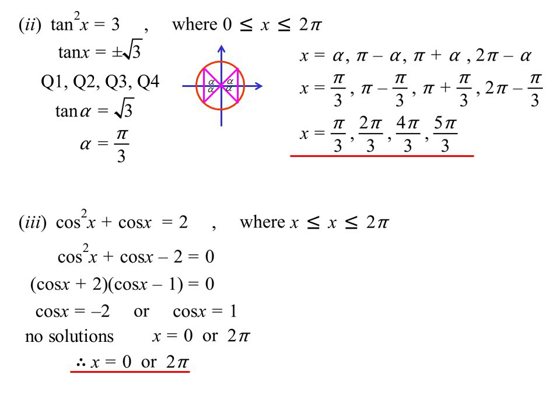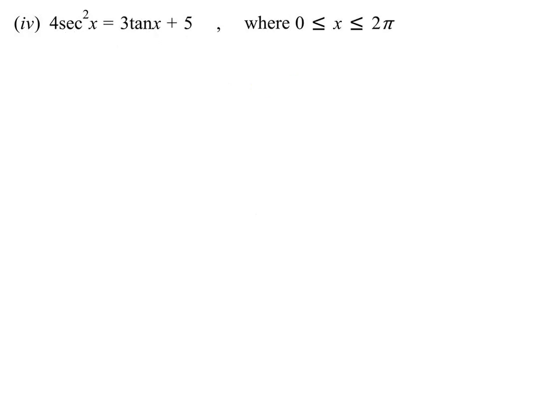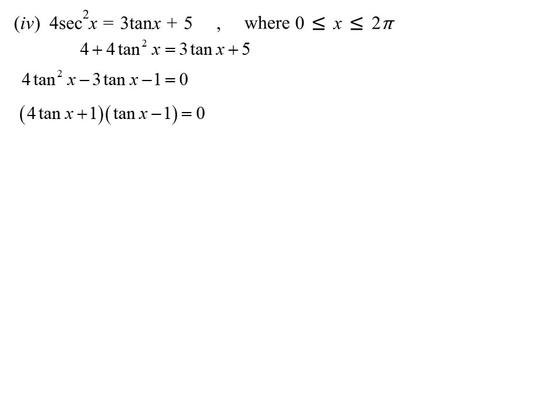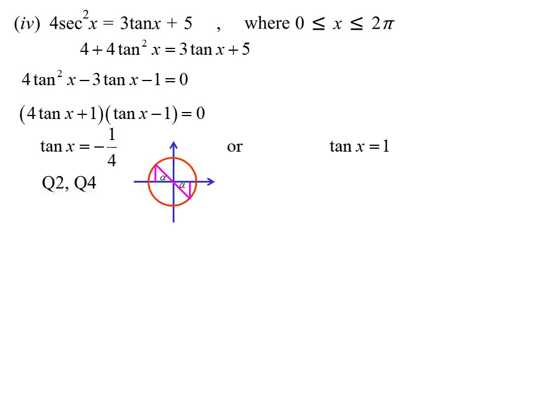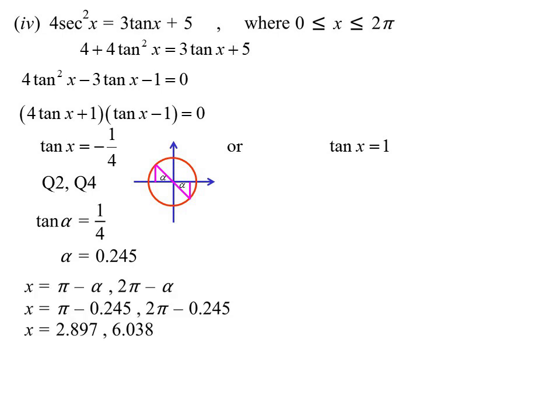Ooh, now we need to use trig identities. Sec squared I can rewrite as 1 plus tan squared. Pull it over. Again, we have a quadratic: 4 tan x plus 1, tan x minus 1. 2 possibilities to check out here. Tan x is minus a quarter, second or fourth quadrant. A quarter is not an exact value, so we'll get a decimal approximation for that one, 0.245. So 2 possible answers for that one.